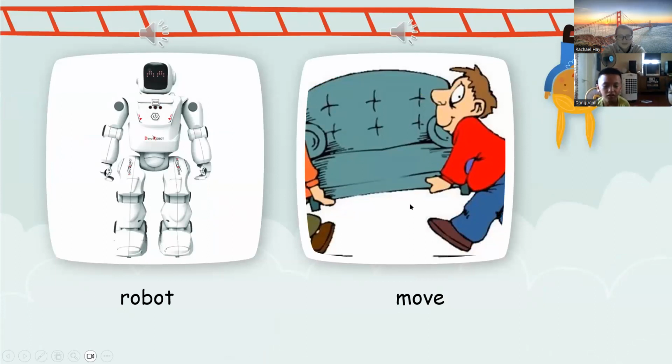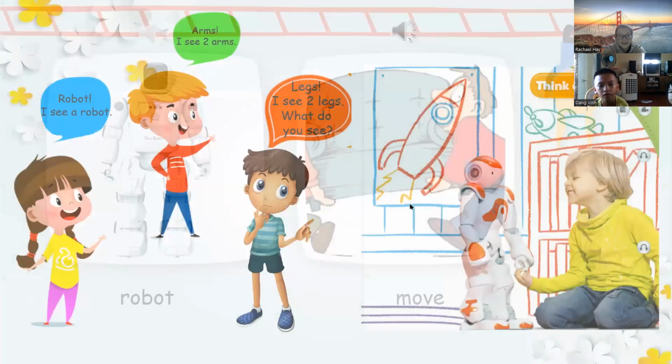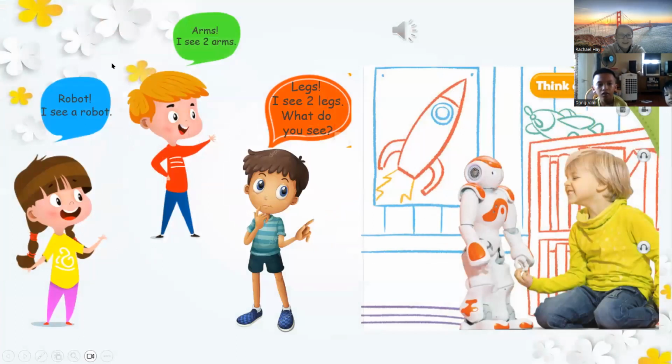Robot. Wolf. Good. Okay. So now let's read. What does this say? Robot, I see a robot. I see two arms. Leg, I see two legs. What do you see? Very good.